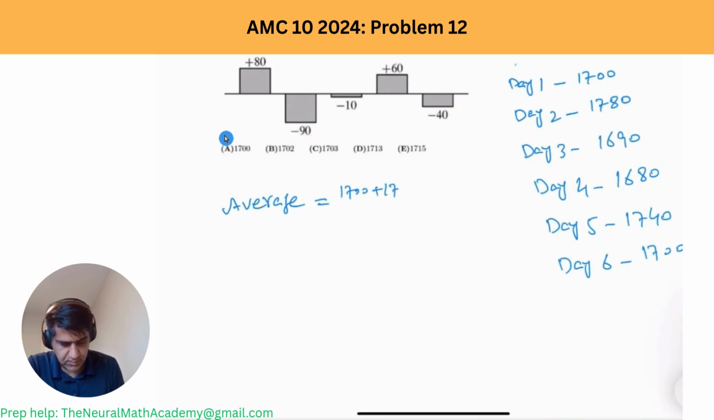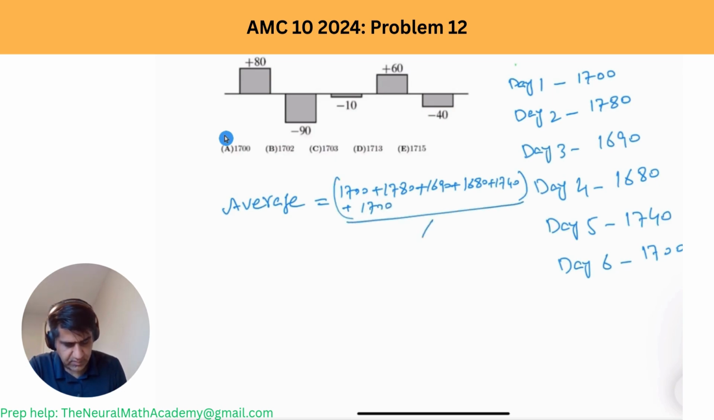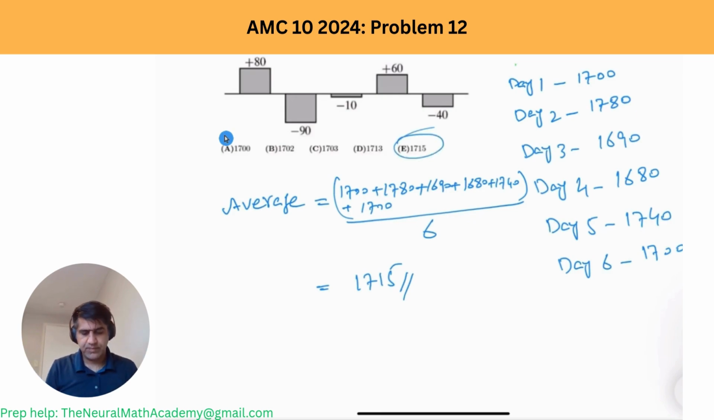That is 1700 plus 1780, 1690, 1680, 1740, and then plus 1700. If we divide this whole thing by 6, we get our answer, and if you solve it, the answer you get is 1715. So E is the answer for this problem.